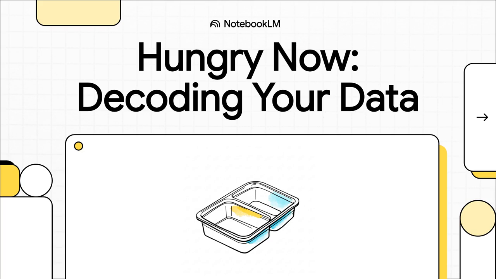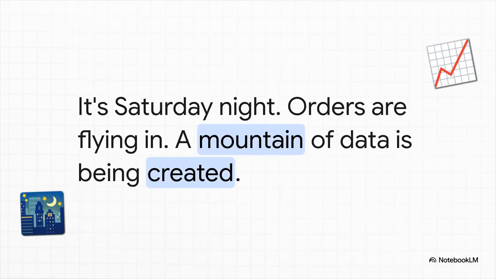Let's get into it. Okay, picture this. It is peak time on a Saturday night. The Hungry Now app is going crazy. Orders are just flying in, drivers are all over the city, restaurants are pushing out food as fast as they can. Every single one of those actions, a customer tapping order, a driver's GPS pinging a new location, a restaurant marking a meal as ready, that's creating an absolute mountain of data.